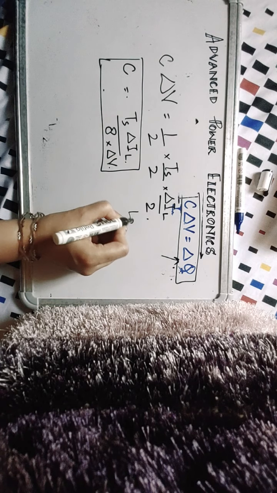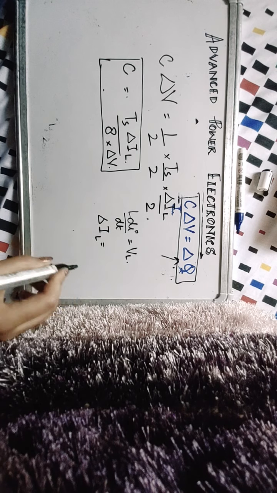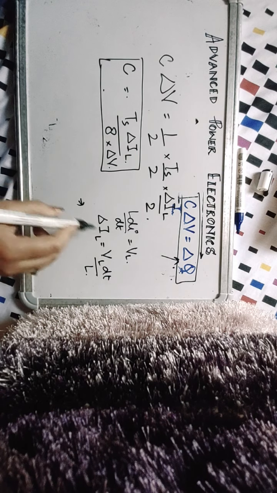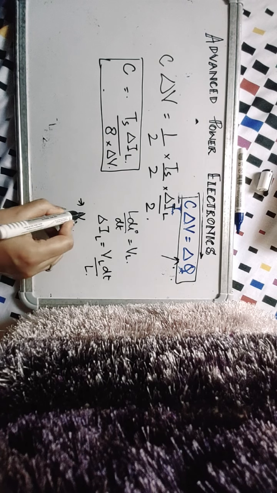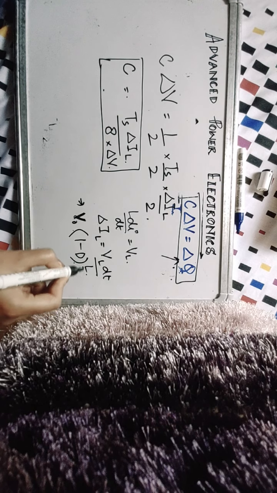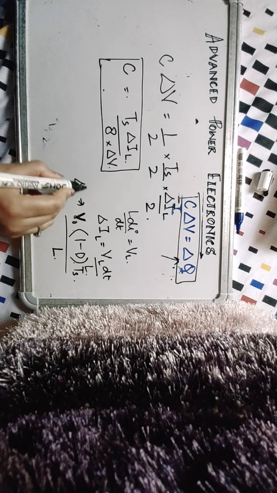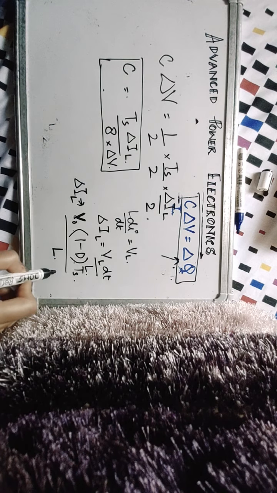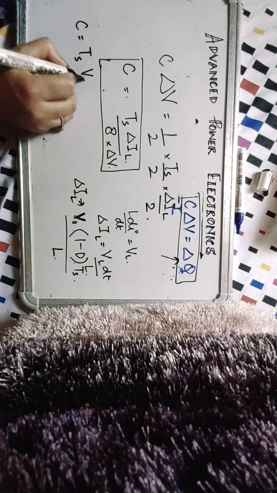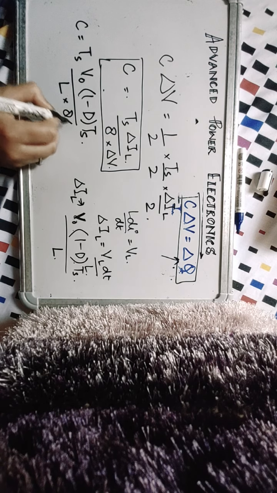I know that L di by dt is equal to VL, and I know that delta IL is equal to VL dt upon L. मैं second half interval ले सकती हूँ, say I call it V naught होती है तब inductor की voltage, और interval होता है (1 minus D) into Ts, और ये होता है आपका L. So I can say that delta IL is equal to V naught (1 minus D) Ts by L. Now let's substitute it like this. V naught (1 minus D) Ts by L into 8 times delta V.